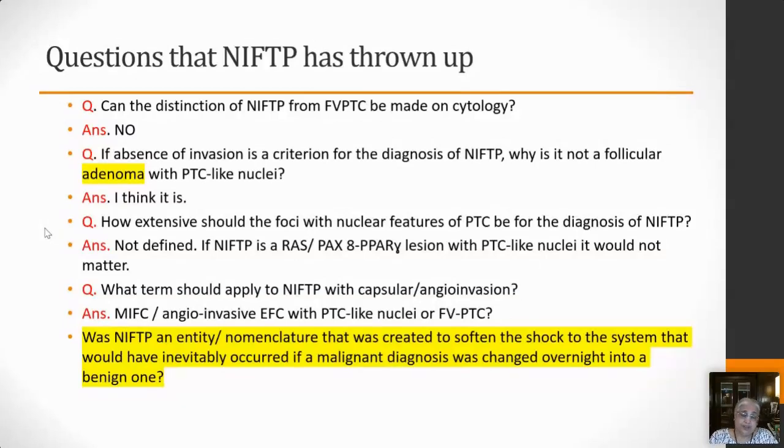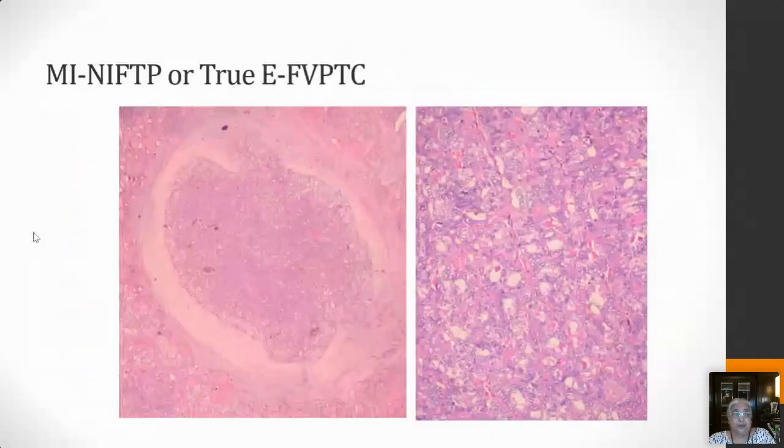I'm just sure of one thing, and I ask this as a question, and that is, was this term NIFTP created to soften the shock to the system? It was a big shock to the thyroid system, the pathologist system, I can tell you, that would have inevitably occurred if a malignant diagnosis was changed overnight into a benign one. And I think that's the reason why we are not calling them adenomas.